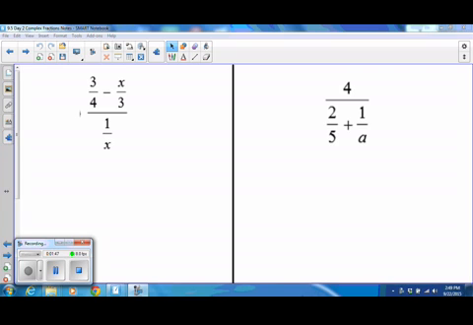So 12x is going to be our common denominator. Does everybody see that? Okay. So we're going to multiply each term by 12x. So multiply this by 12x. Okay? You can put it over 1 if you want. By 12x. And by 12x. We're multiplying everything by the common denominator. Okay?